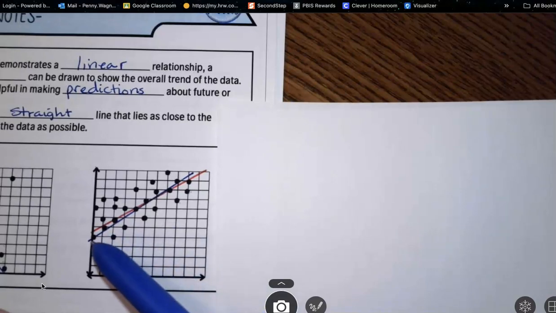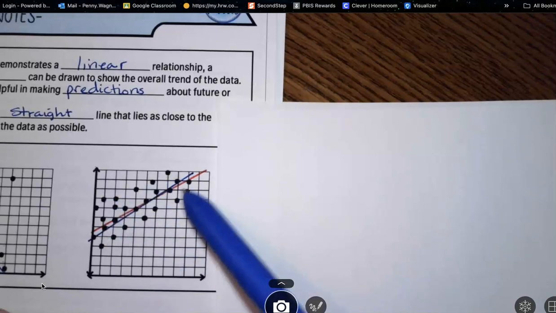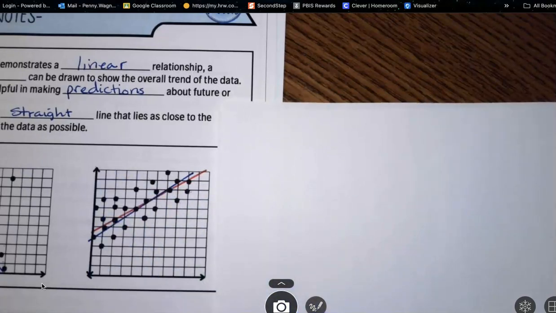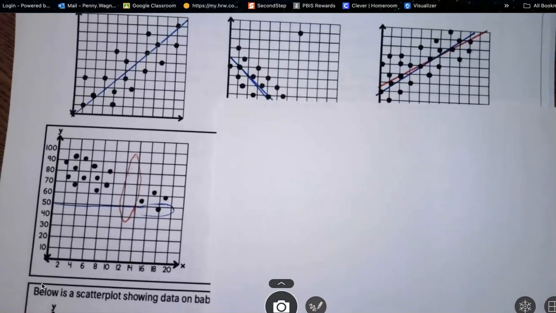Okay. Our last one is this one here, and I drew two lines. I first drew the blue line, and I realized I had more dots on this side of the line than I had on the bottom side of the line. So I redrew a red line, and that seems to center it more. So that red line is a better line of best fit. Okay? All right. Then we have this one, and they have some questions for us to answer.